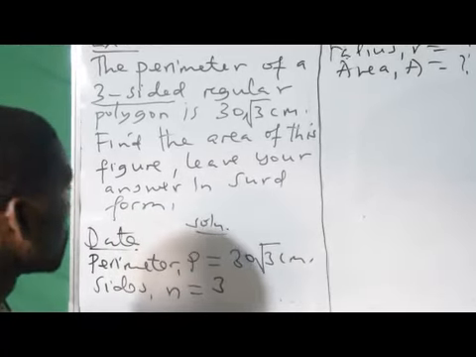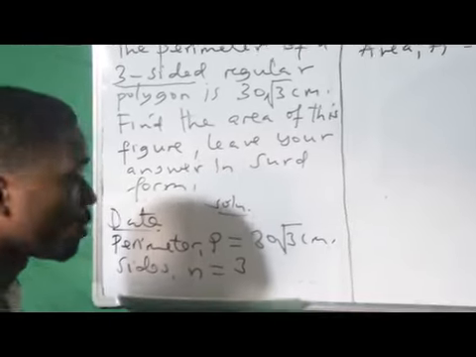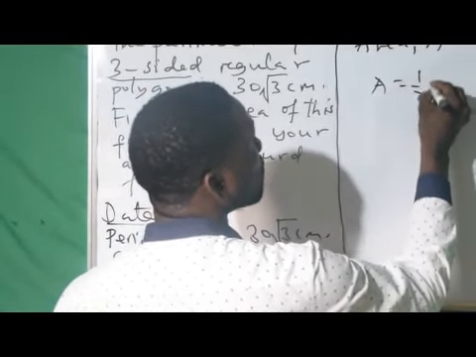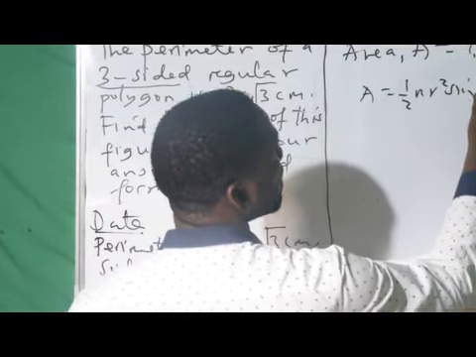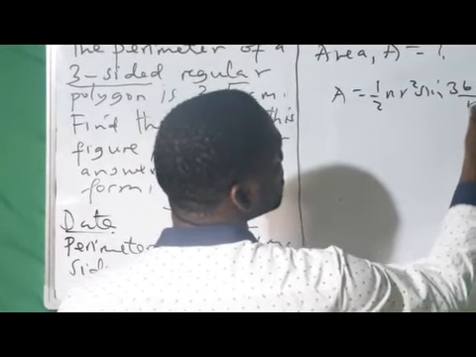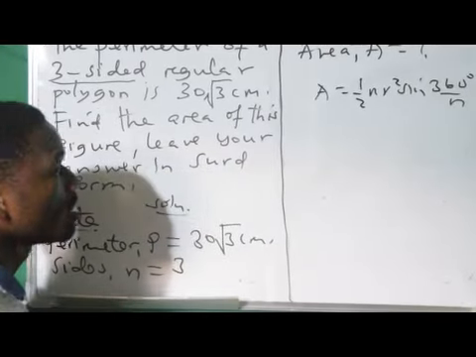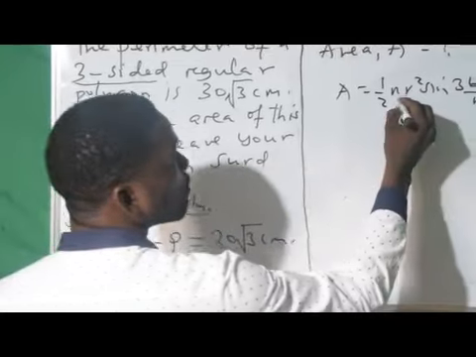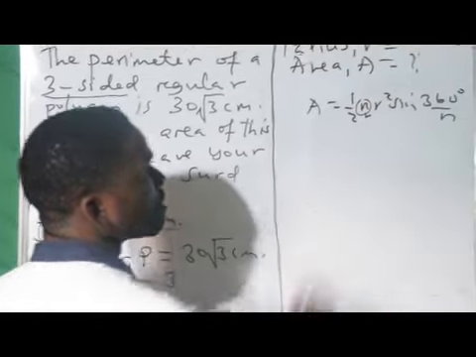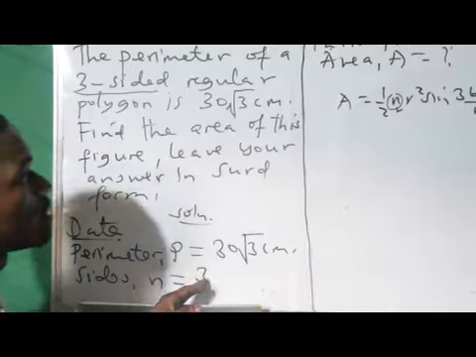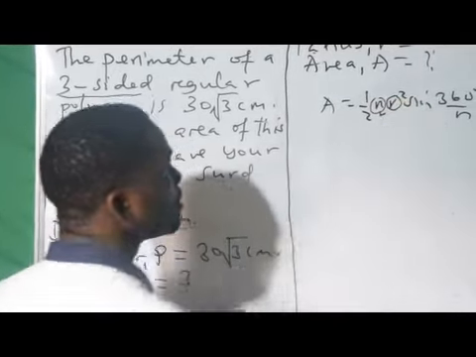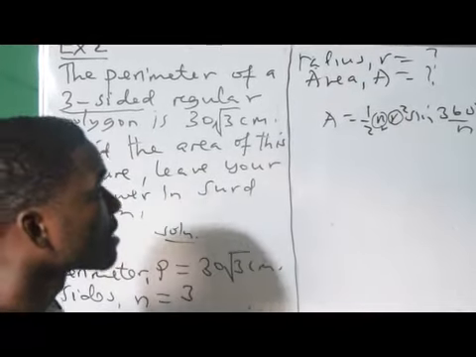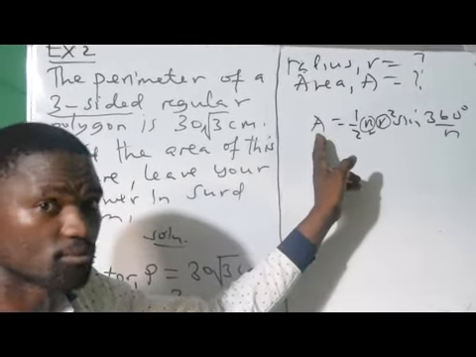If the intention is to find the area, we can see that the area is given by 1/2 n r squared times the sine of 360 degrees divided by n. Using your data, the value of n is given to be 3, but the radius is not given. It is unknown, so this makes it difficult to find the area.